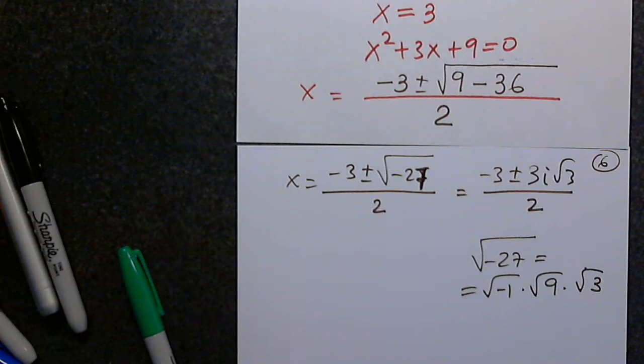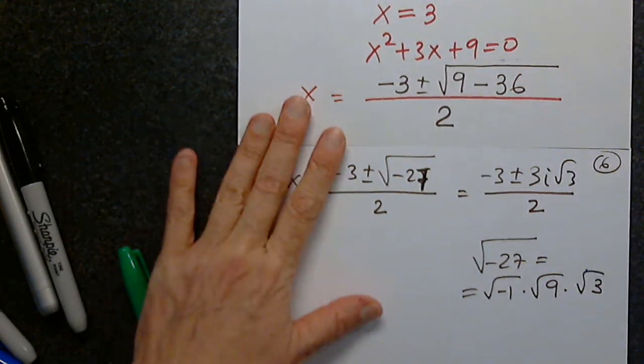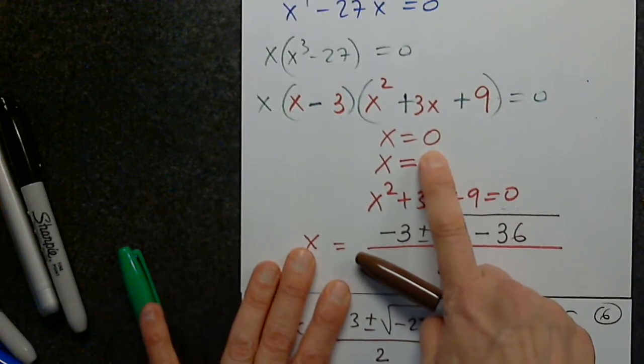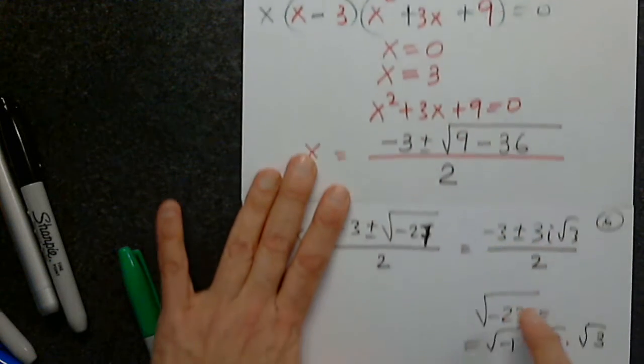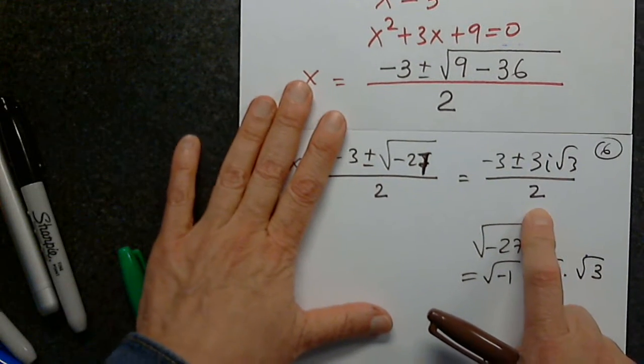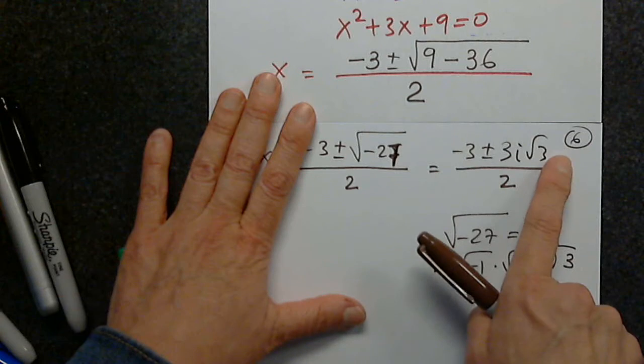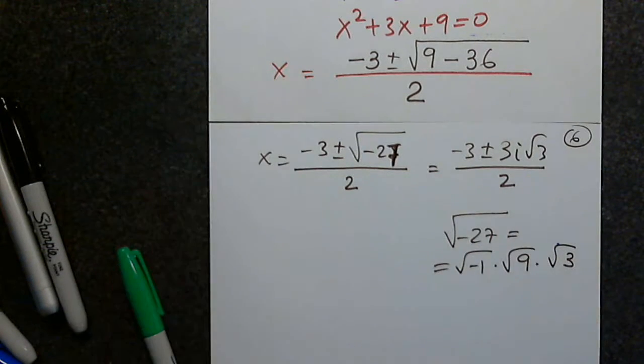So how many solutions did we expect from the very beginning? 4. Here they are. x equals 0. x equals 3. And 2 of those are here: negative 3 plus the square root over 2 and negative 3 minus the square root over 2.